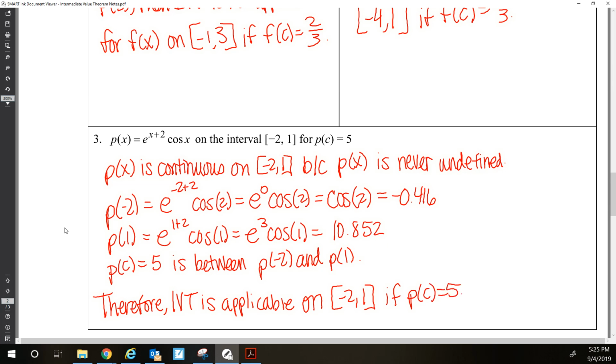All right, and then it says, if it's applicable, find the value of C guaranteed to exist by this theorem. So P of C is equal to 5. So e to the C plus 2 times cosine C has to be equal to 5. And he just magically writes this down. I think the only way you can find this is just to plug it into your calculator and find the value there where y is equal to 5. So we'll practice maybe doing that a little bit tomorrow.